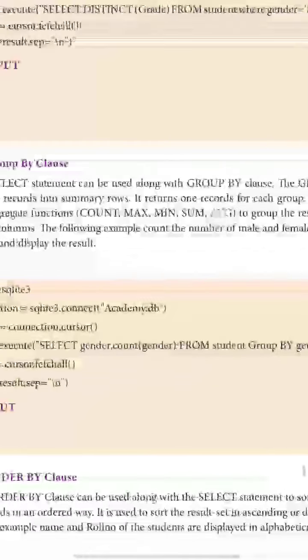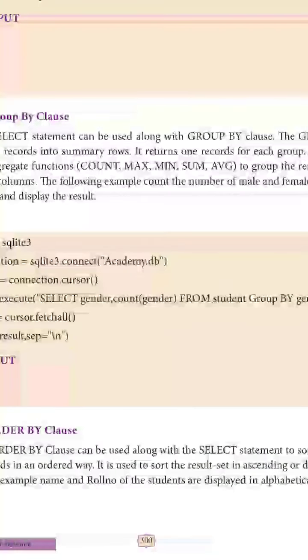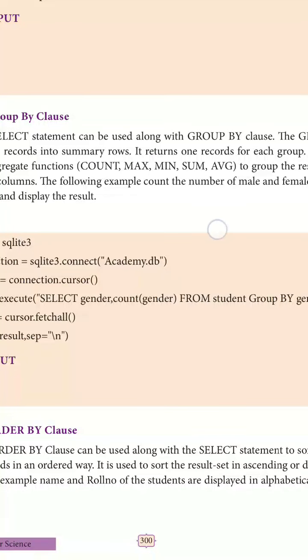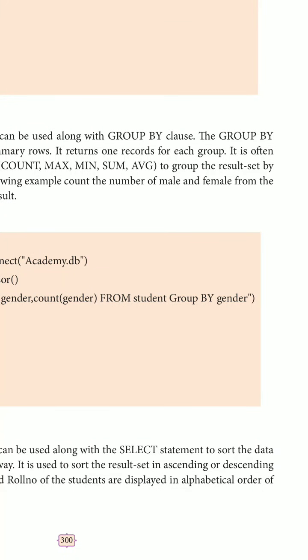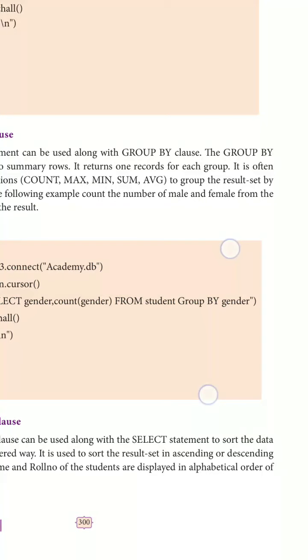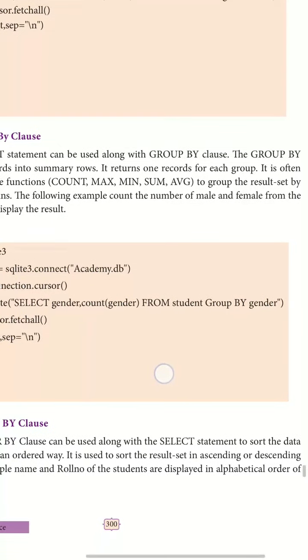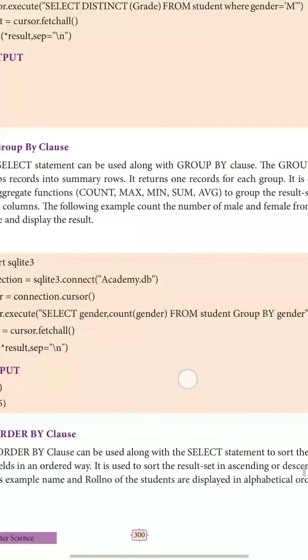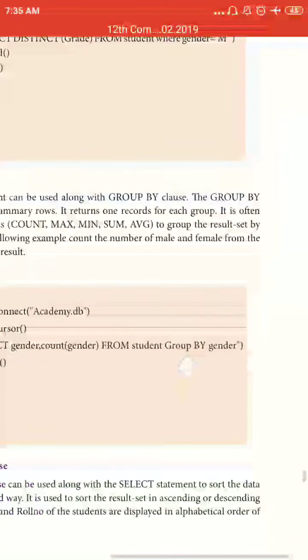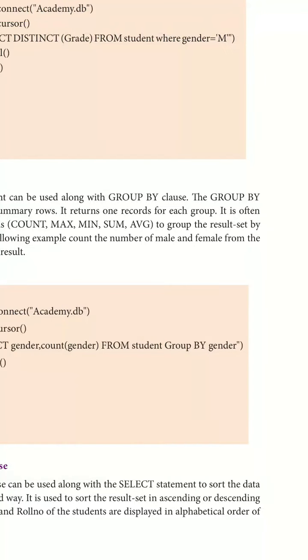This command group by can be used to group the output by using any value. First, here you can see that it will provide you the output based on the group value. In this example, they are selecting gender and count gender from table student and group by gender.